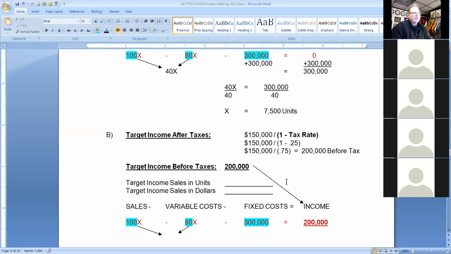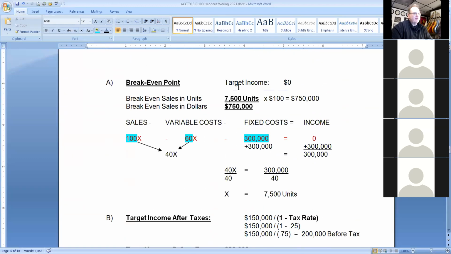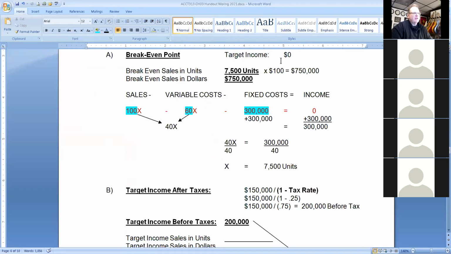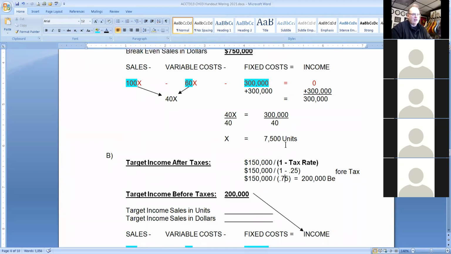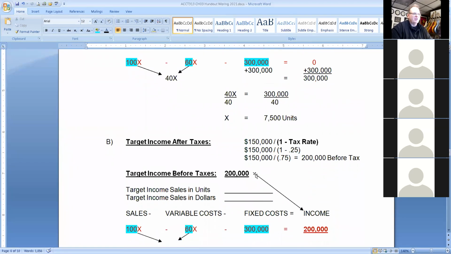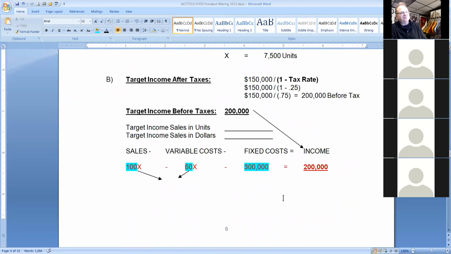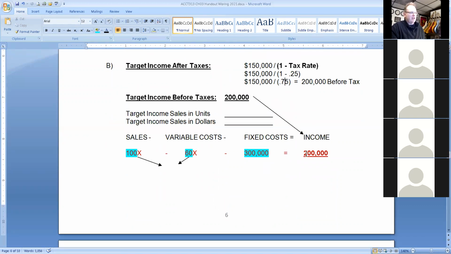And by the way, if you're thinking about this break-even point up here, if your target income is 0, 0 divided by 0.75 is going to be 0. So it isn't that this doesn't apply up here, there's just no reason to do it. 0 divided by 0.75 is going to be 0. Okay, so at this point, we have to solve for the income of 200,000.